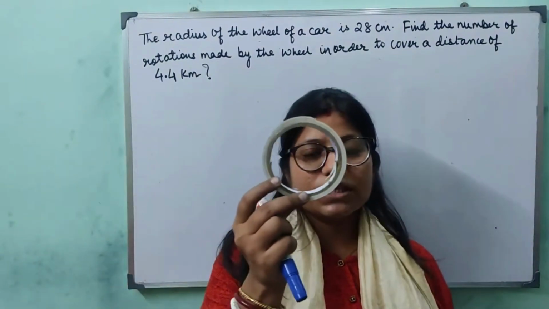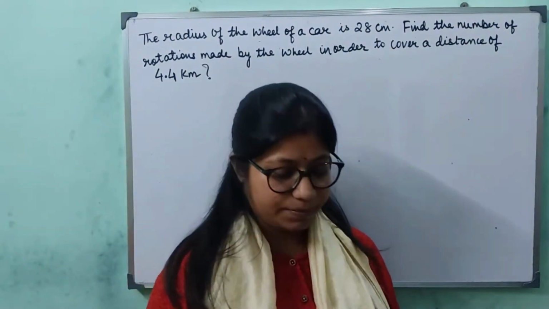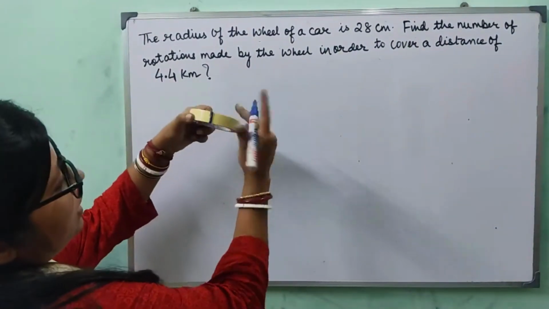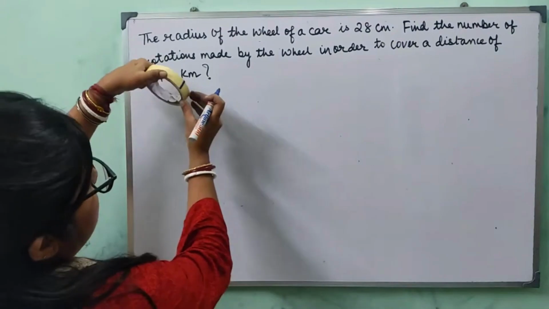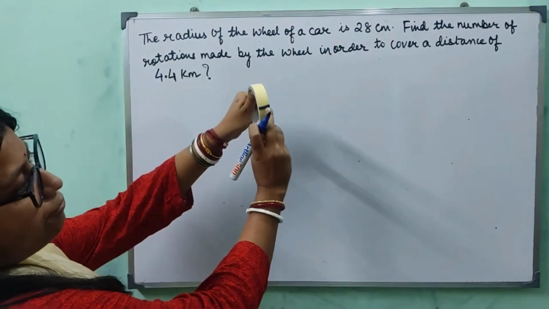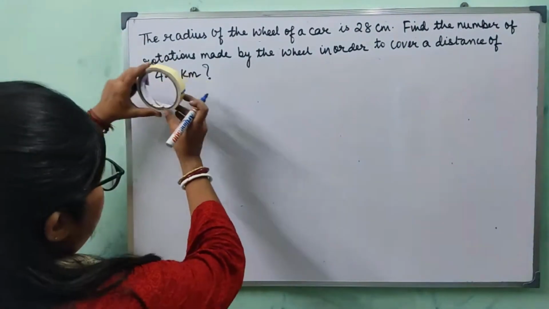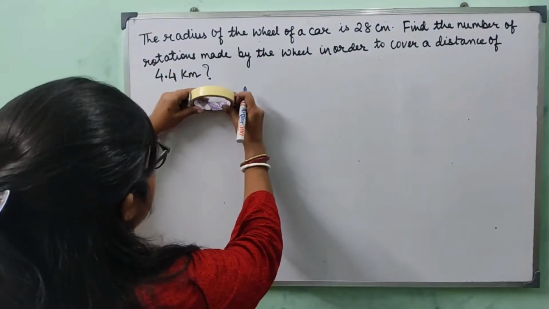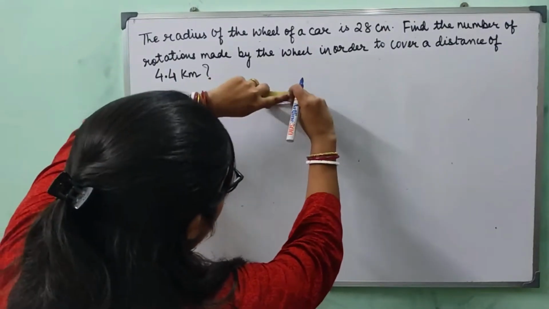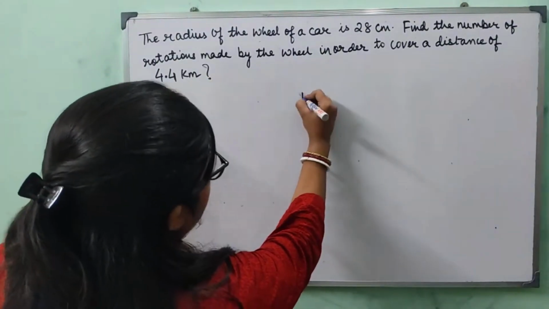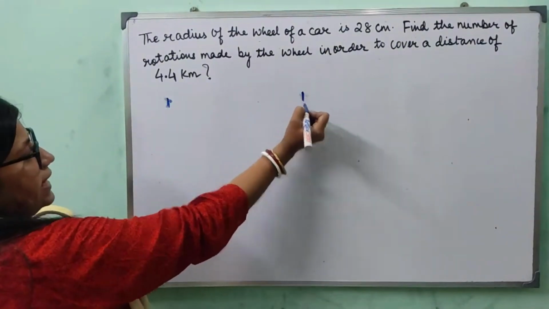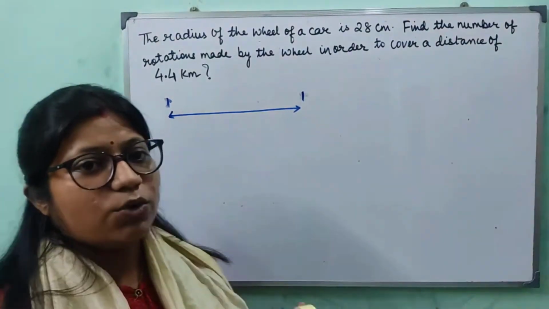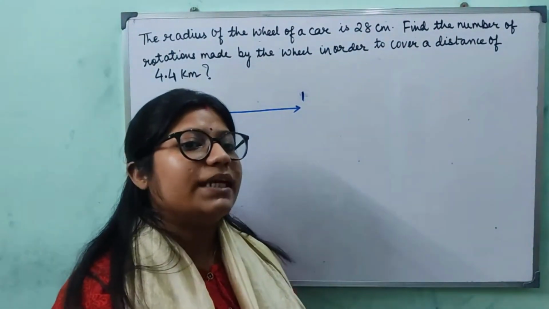Now let us assume this to be the wheel of the car. Suppose the car starts moving from this part where I have marked with a blue line. It starts moving from here, and it covers a distance and gets back to the starting point over here. So this is the distance covered by the wheel in taking one complete rotation.